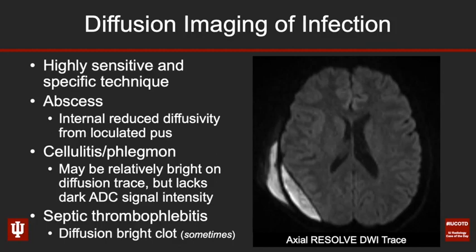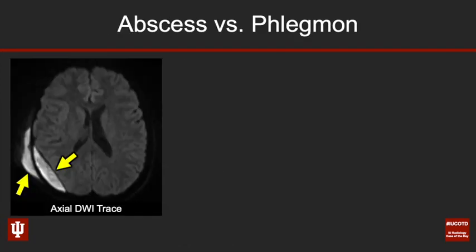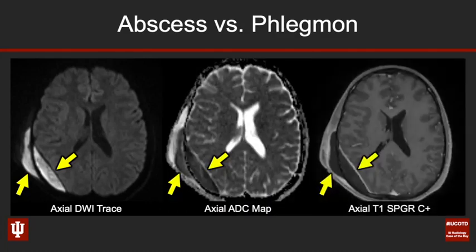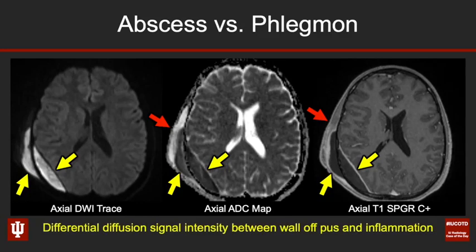In fact, it doesn't even have to be infected clot. Sometimes you just see it due to the age of the blood products within the thrombus itself. So here's an example of an epidural and a subgaleal abscess with matched bright diffusion trace and dark ADC signal associated with rim enhancement, very characteristic of abscesses. But notice also with the red arrows where we see that bright ADC signal and a little bit of smudgy enhancement corresponding with the surrounding inflammation, the cellulitis and phlegmon.